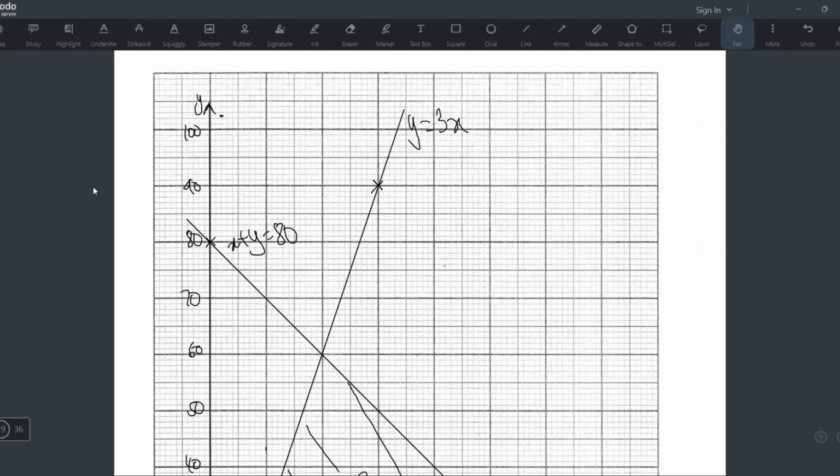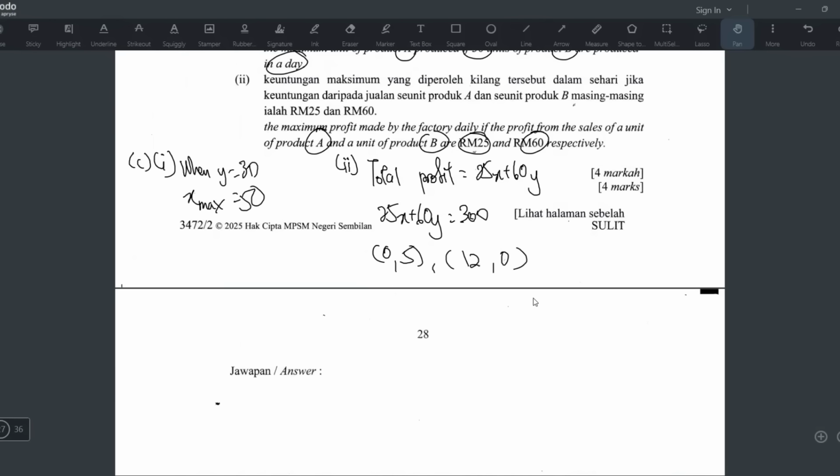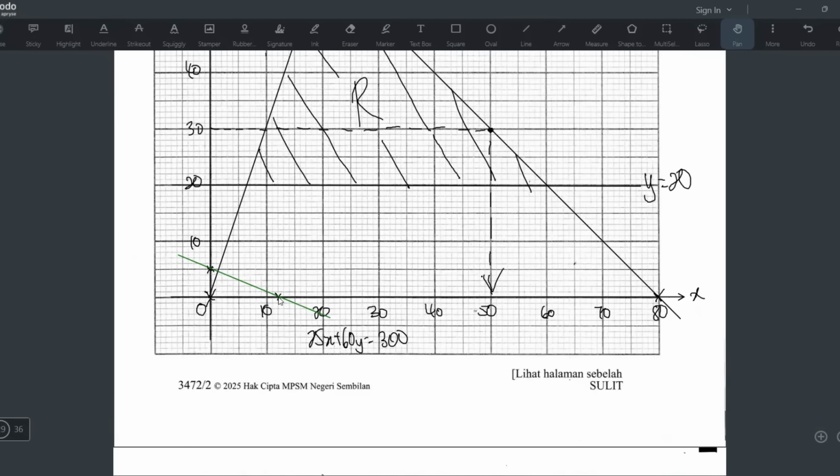Sometimes I will add zeros here. Yeah, sometimes I will add another 0 here. But why I never do this for this question is because if I add a 0, then this point become 120, 0 already. But there's not enough space to draw until 120 lah, and that's why.